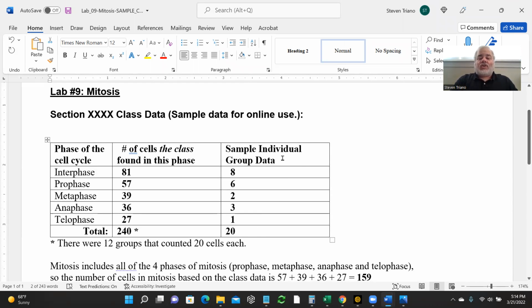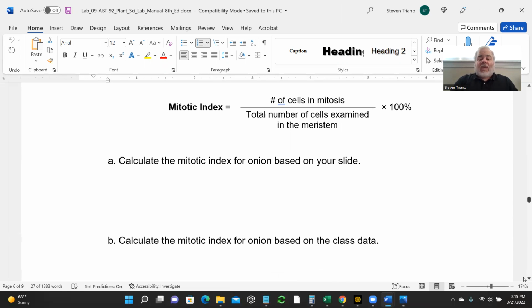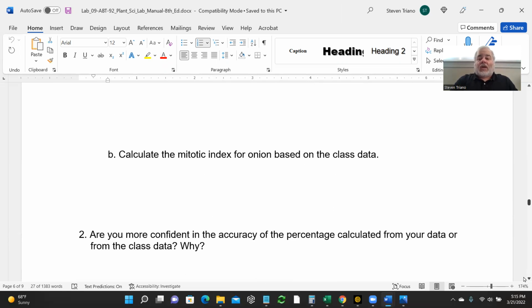this calculation. You're going to add up all of the mitosis phases divided by 20, leaving out interphase. And then B is what I just showed you. I've already given you the answer to B, unless you're doing it for real class data and you're doing this lab online just because you missed that day, but you were able to get the class data and group data from your partner or from me.